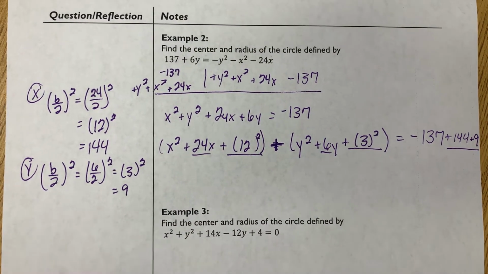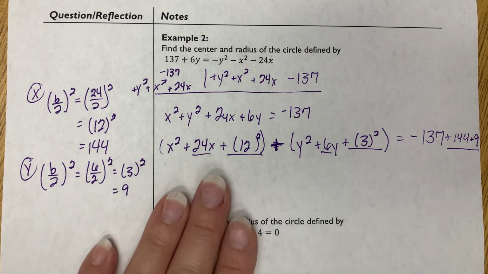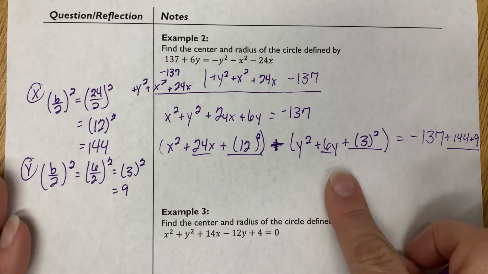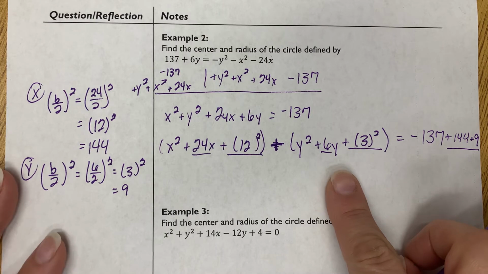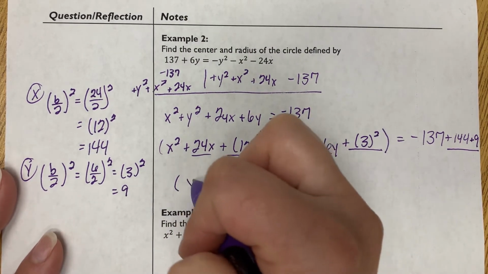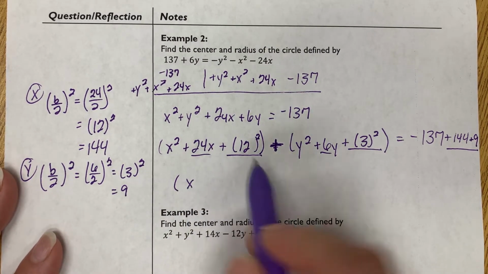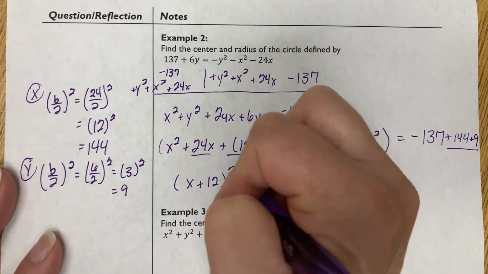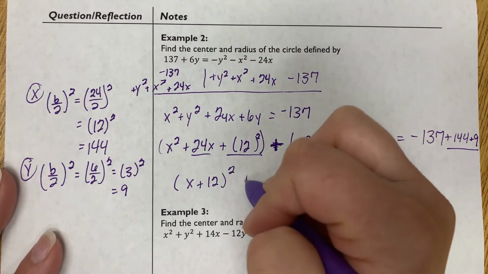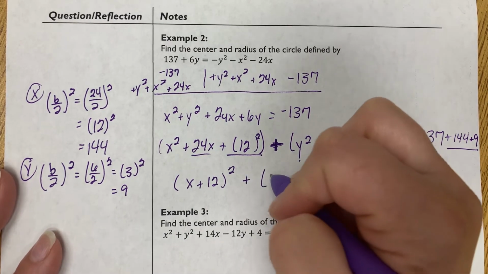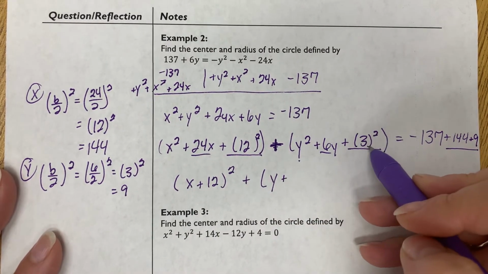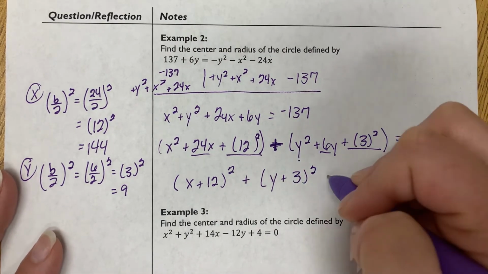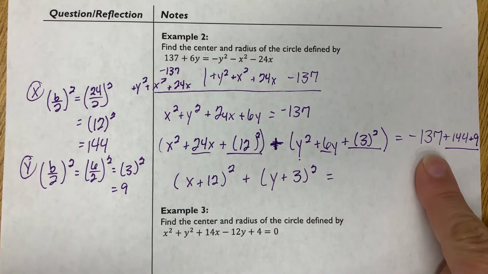So take a moment, just look at what we've got going on. We've created our 2 perfect square trinomials. And now we're going to write those perfect square trinomials in factored form. So it's going to be x plus 12 squared, plus y plus, in our parentheses, it's just going to be 3 squared, equals, now we have to do some arithmetic here.